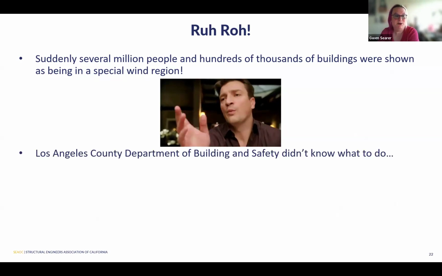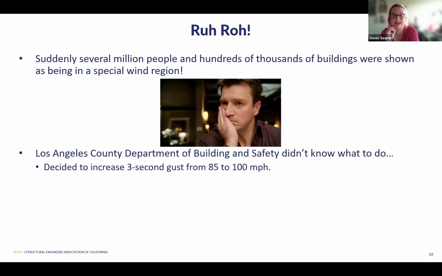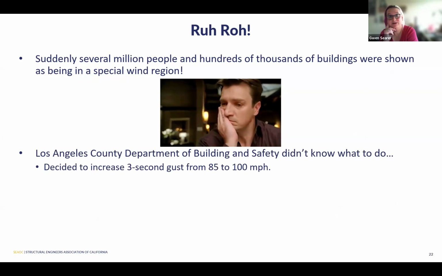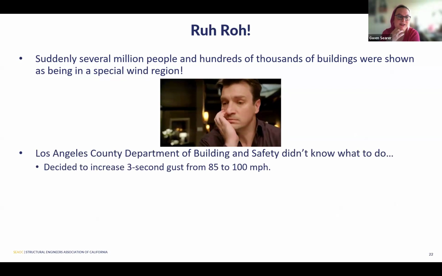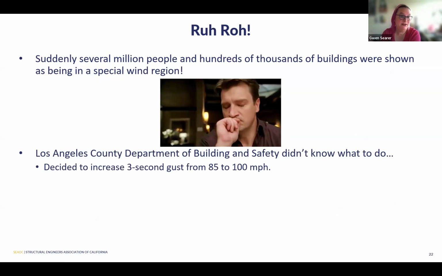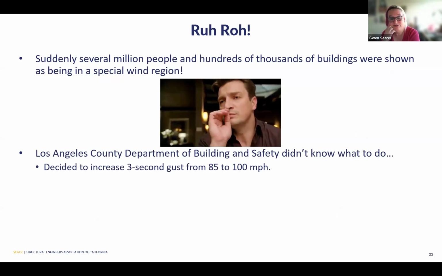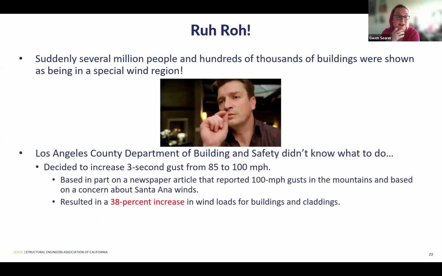So the LA County Department of Building and Safety didn't know what to do. They're responsible for it per the code. And so they decided to increase the 3-second wind gust from 85 to 100, which doesn't sound like that much, 15 miles per hour. Now, forces and pressures are based on velocity squared, so probably actually it's a 38% increase in load.